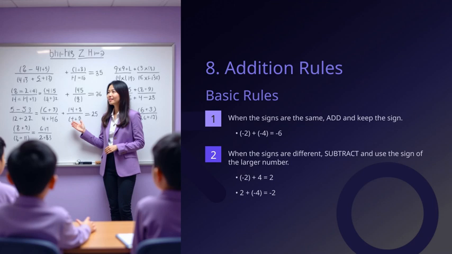Next, when the signs are different, we need to subtract the smaller number from the larger one. The key here is to pay attention to the sign of the larger number. So, if we have -2 plus 4, since 4 is larger and positive, the answer is +2. Conversely, if we have 2 plus -4, because 4 is larger and negative, the result is -2. Understanding these rules helps us handle all kinds of integer addition problems smoothly and connects to our overall goal of mastering integer operations with confidence.